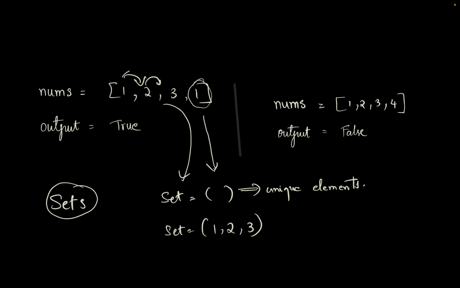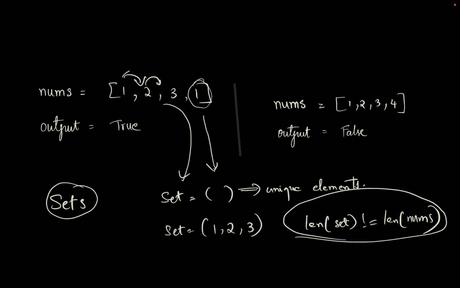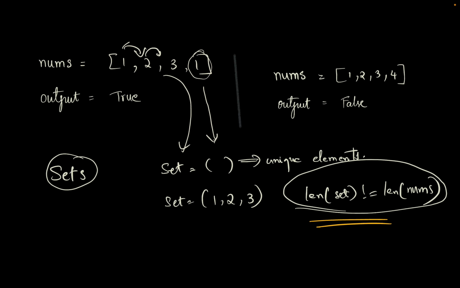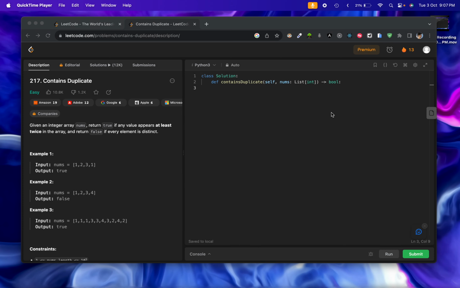In this way we will have the unique elements at last, and we can just calculate their length and return whether the length of the set is not equal to the length of nums. You can simply return this. It's a one-line Python code. We also have another approach, by appending the values rather than using this length. That is also an easy one. Let's get into the coding and see how we code this.